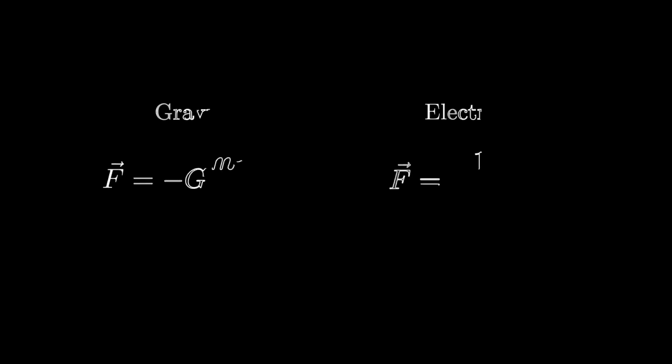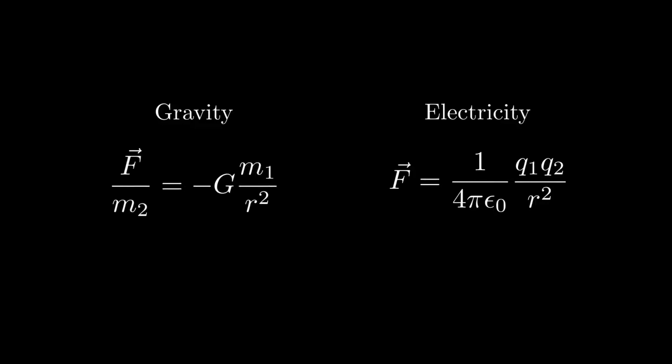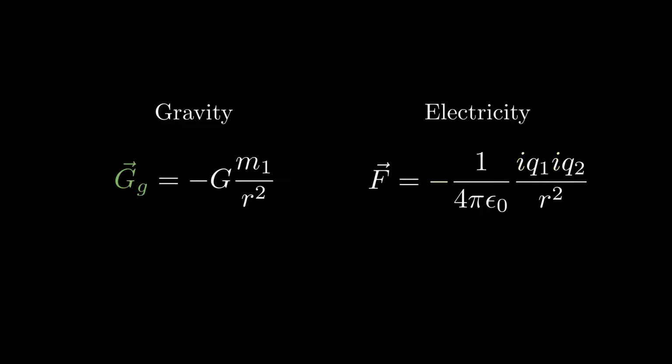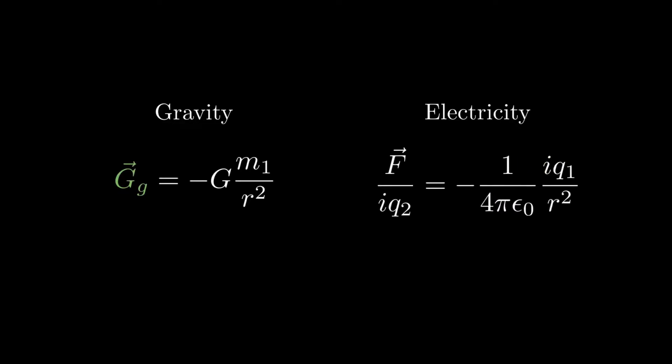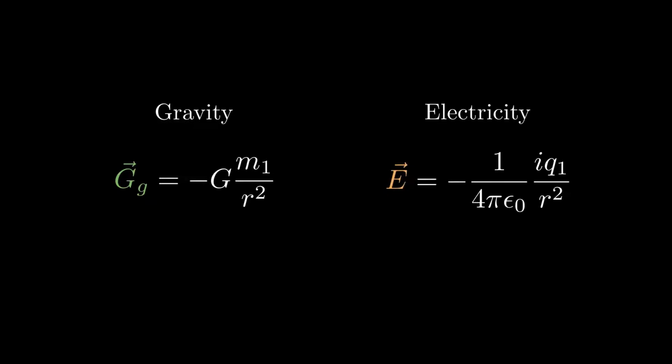Let's begin by writing the classical forces for gravity and electricity. Divide the gravitational force by m2 to obtain the gravitational field. For the electric force, first let's associate the imaginary unit to each charge, and then divide it by i times q2 to obtain the electric field. Notice it will force us to write charge density and electric current associated with the imaginary unit as well. Remember that, it's gonna become important later.